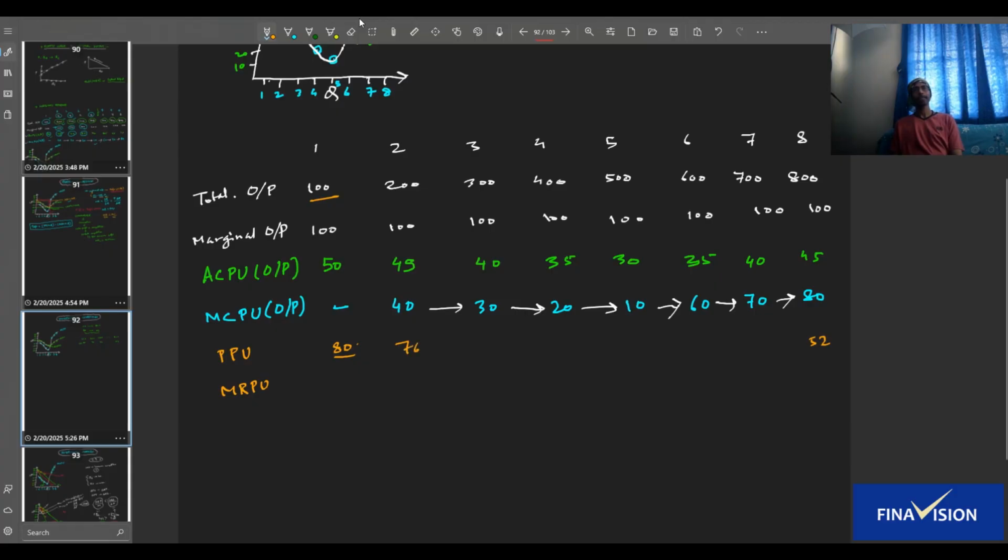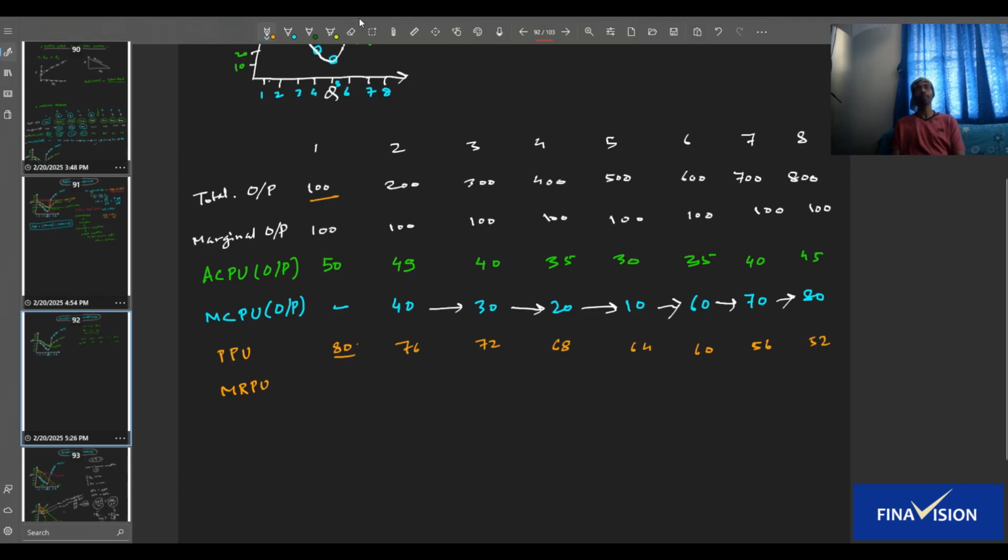So 80, 76, 72, 68, 64, 60, 56 and then 52. So here we have the prices. Now we have to calculate the marginal revenue at each of these option points.